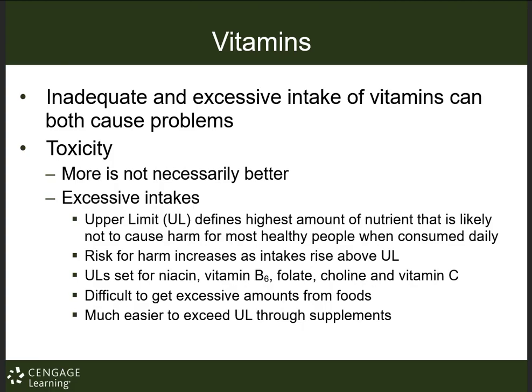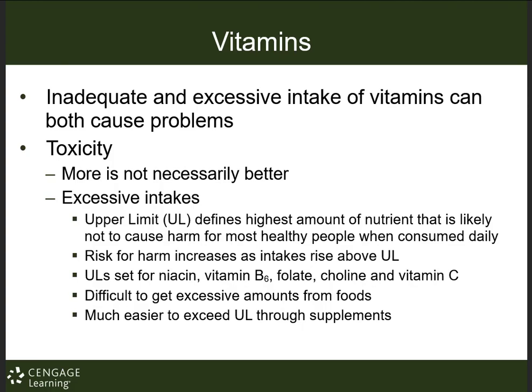So for excessive intakes, they have set recommendations called an upper limit, or UL, and it defines the highest amount of a nutrient that is likely to not cause harm for most healthy people when consumed daily. So they've done a lot of research and figured out that if you eat up to this upper limit, you should not have any problems or health complications from doing that. The risk for harm increases as the intakes above the upper limit increase. So the more you eat above that upper limit, the more at risk you are for having potential harm to your health.